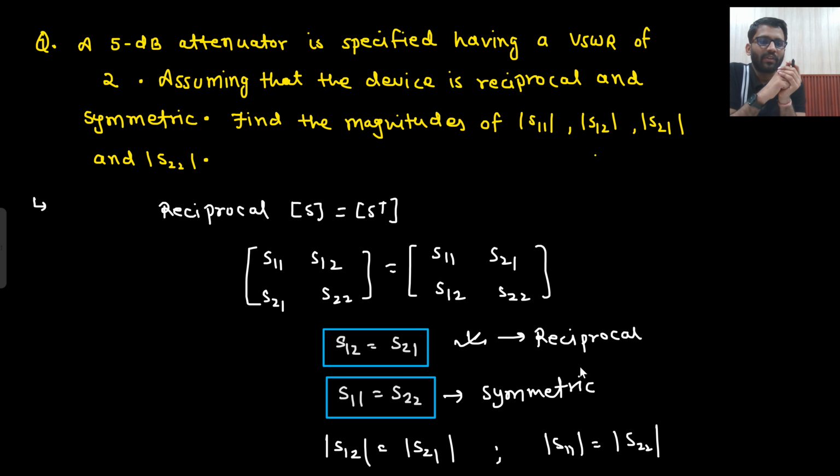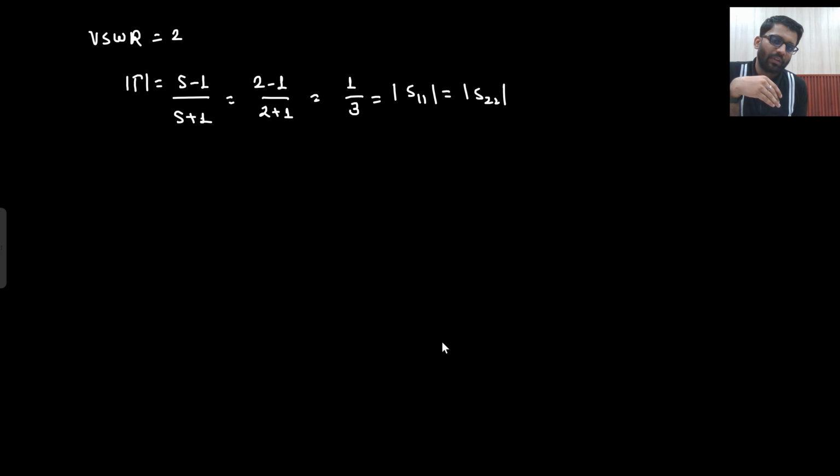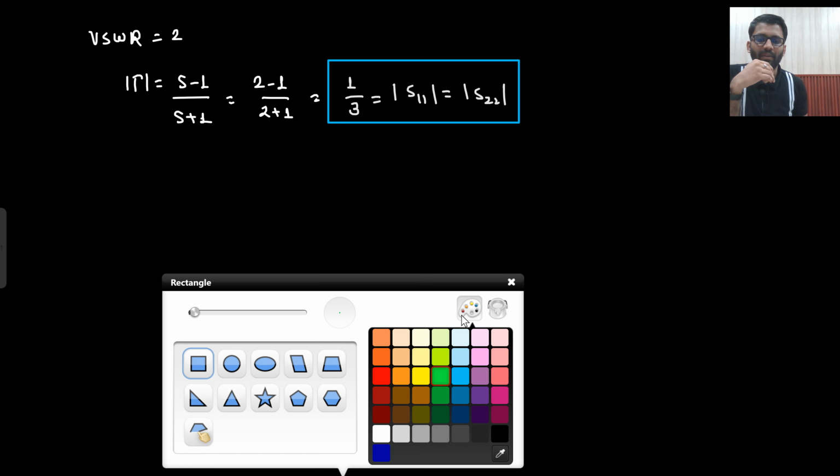So how will I find mode of S11? What is your S11? Reflection coefficient. What is given? VSWR is given. What is VSWR? VSWR given is equal to 2. So if I find the reflection coefficient, what would that be? S minus 1 upon S plus 1. So 2 minus 1 upon 2 plus 1. So what is the reflection coefficient? 1 by 3. But this is the mode of the reflection coefficient. So you are finding mode of S11, and that is equal to mode of S22. There you go. Now what does the next statement show?